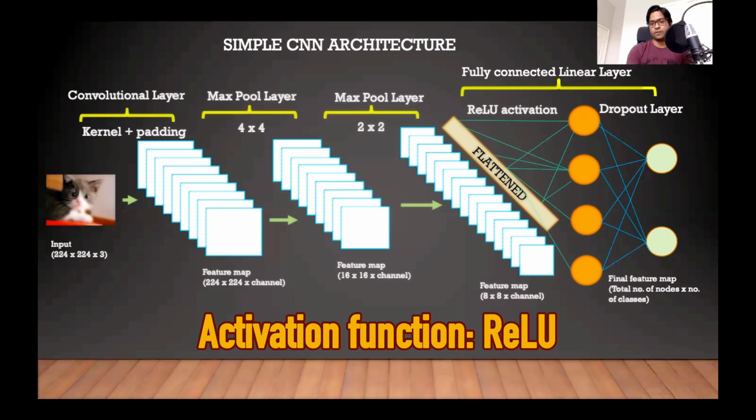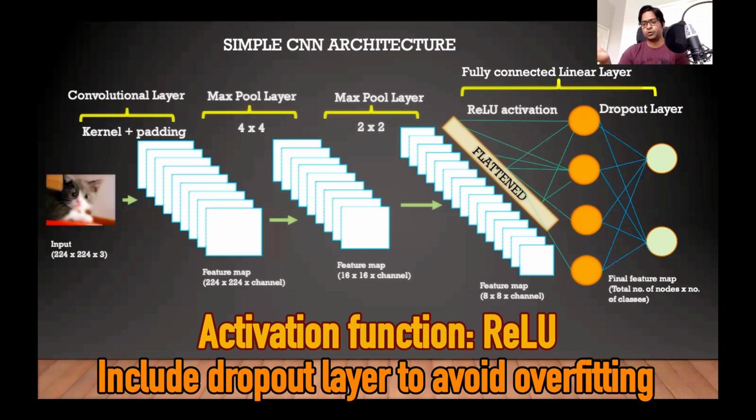Once we perform the ReLU activation, we also introduce a dropout layer, because in some cases we've seen data overfitting issues in the CNN architecture. To avoid the data overfitting, we introduce another layer called the dropout layer before we publish the final feature map, or the results, to the output layer.